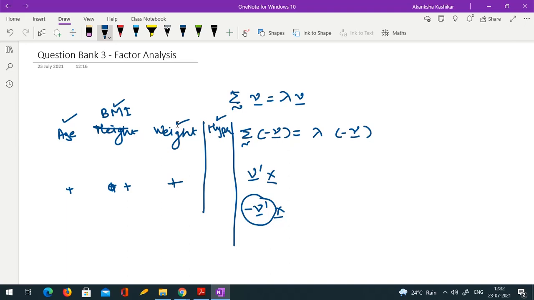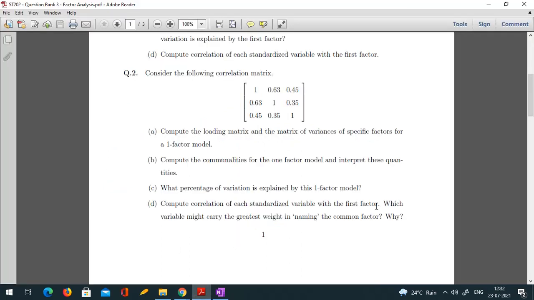This advantage is there because of the fact that if ν is an eigenvector corresponding to some eigenvalue lambda, then minus ν is also an eigenvector corresponding to the same lambda. And a similar thing we can use even in factor analysis. Even in factor analysis we can change the sign of the eigenvector and take that as the corresponding factor, if that helps in interpretation. Is it clear what I am trying to say?